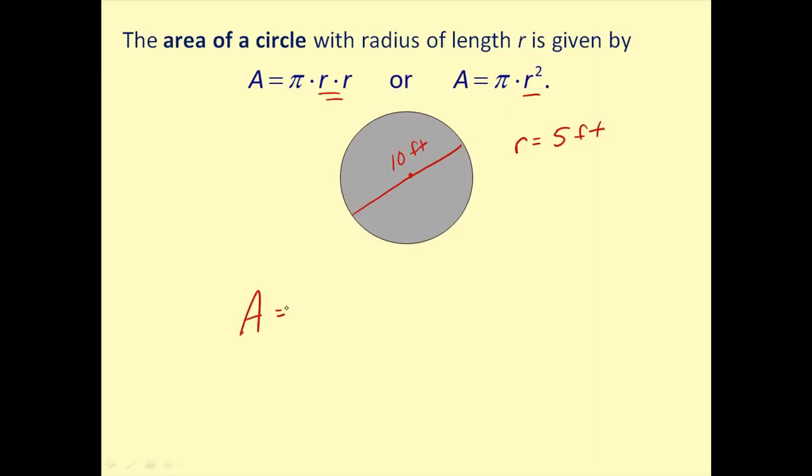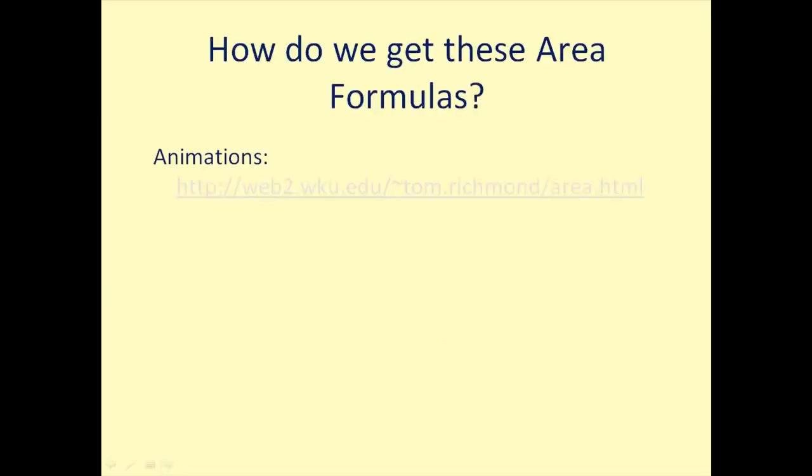So the area is going to equal pi times 5 feet squared, which would give us 25 pi feet squared. Remember, pi is a constant, but normally we do want to get a decimal approximation of this. If we multiply 25 times 3.14, we get 78.5 square feet. Notice it's an approximation. Okay, let's go ahead and take a moment and see where these formulas actually come from.